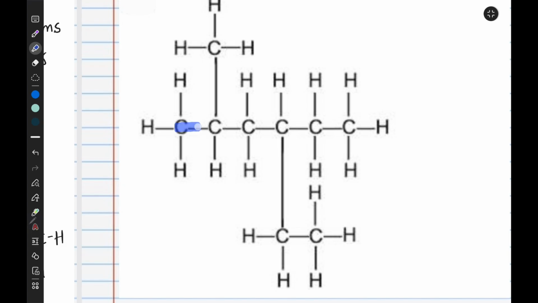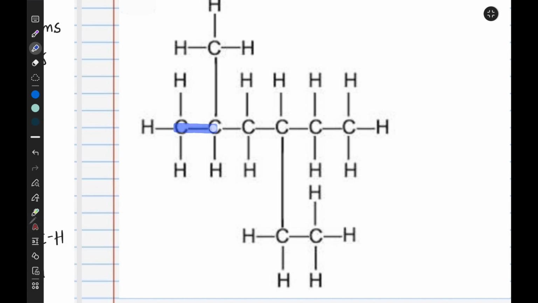Then I check the straight one. The straight one gives me 1, 2, 3, 4, 5, 6 carbon atoms. Then now let me check this one. 1, 2, 3, 4, 5, 6 as well. So I have 2 chains that are both giving me 6 carbon atoms. Then now I have this one. 1, 2, 3, 4, 5, 6 as well. So I have 3 chains that are giving me 6 carbon atoms. What do I do? I choose the straight chain.